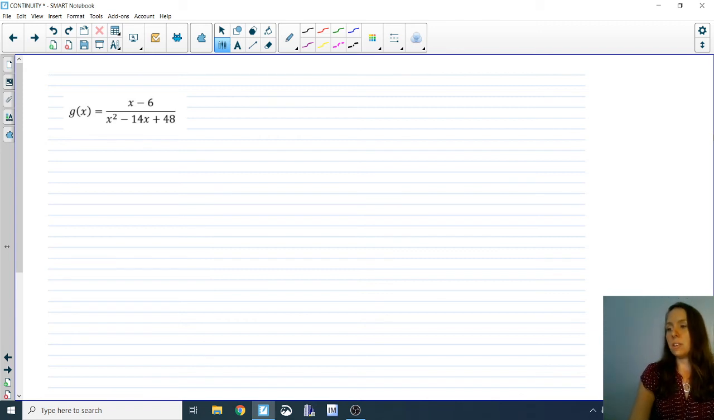This g of x function is defined by x minus 6 divided by x squared minus 14x plus 14. And remember what I said about rational functions: if you have a rational function, you should be looking at restrictions, specifically what makes that denominator 0. So let's factor this denominator. We get to factor here. Isn't that fun?